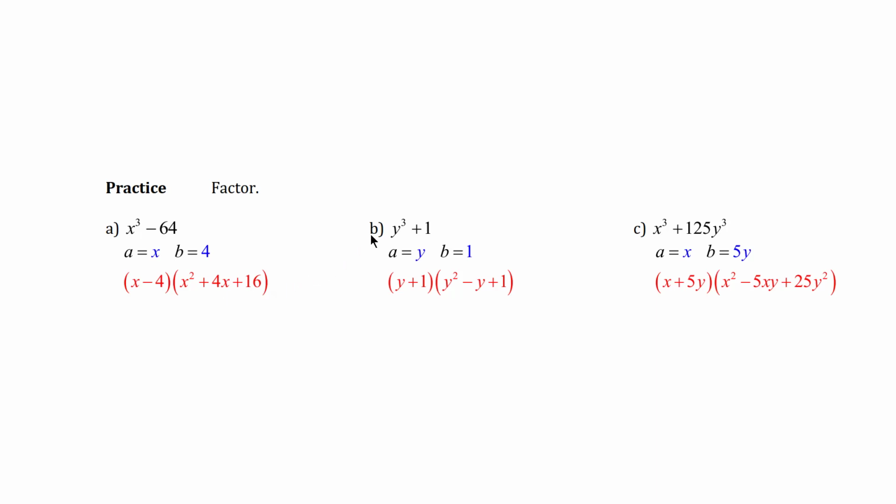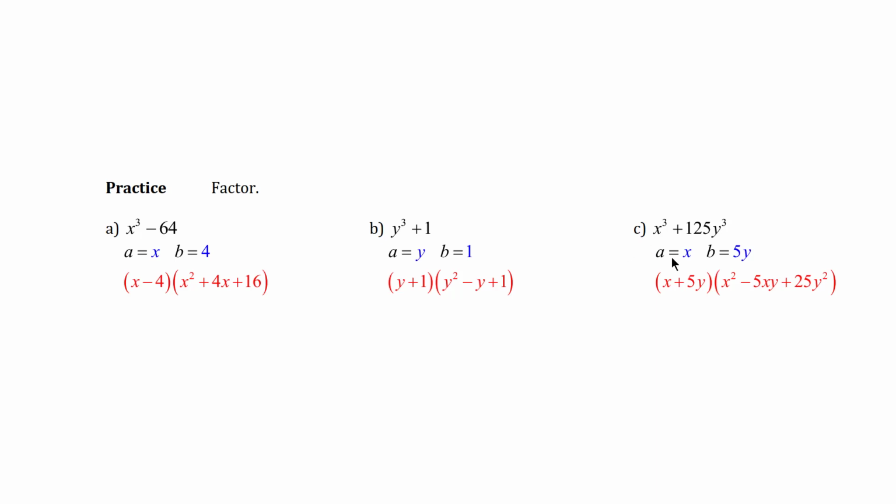Moving on to part B, we have a sum of cubes. Our value for A is y, and our value for B is 1. Substituting our values into the sum of cubes formula, we have parentheses y plus 1 times parentheses y squared minus y plus 1.